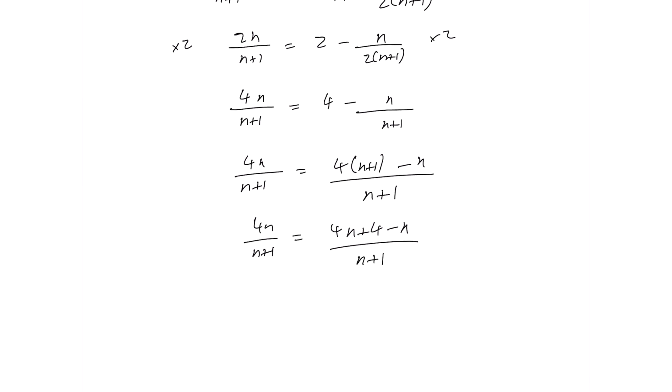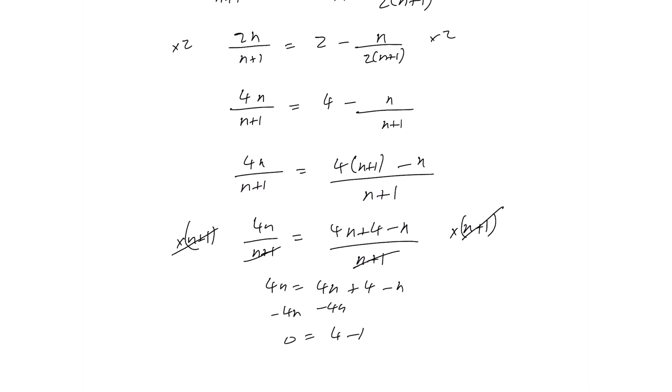Now I can multiply each side by n plus 1. So if I multiply this side by n plus 1, I can cancel this out. And if I multiply this side by n plus 1, I can cancel this out. So we're left with 4n is equal to 4n plus 4 minus n. If I subtract 4n from each side, I'm left with 0 is equal to 4 minus n. And if I move the n to the other side, I'll end up with n is equal to 4.